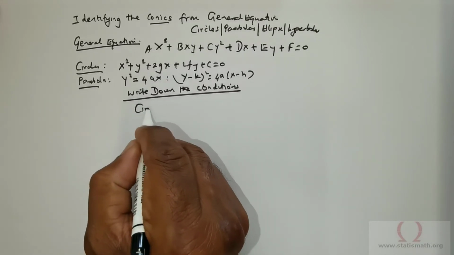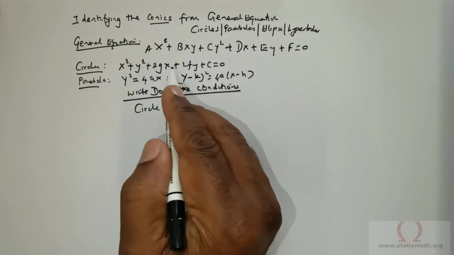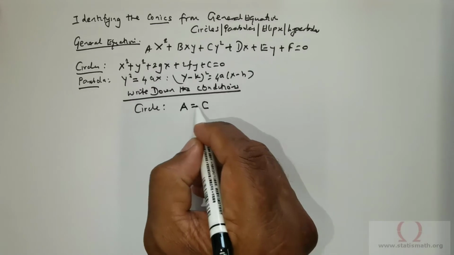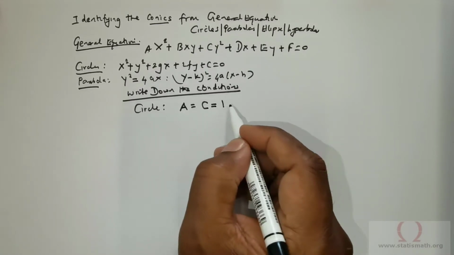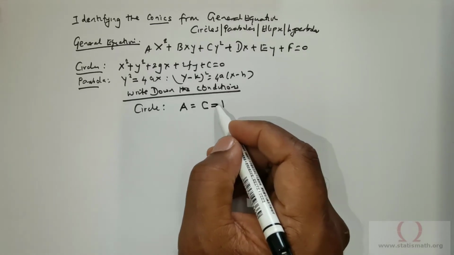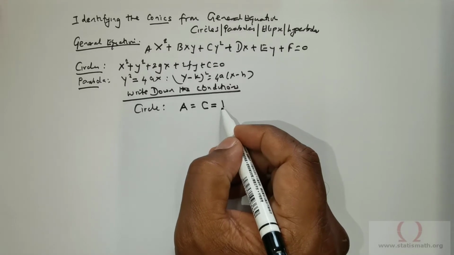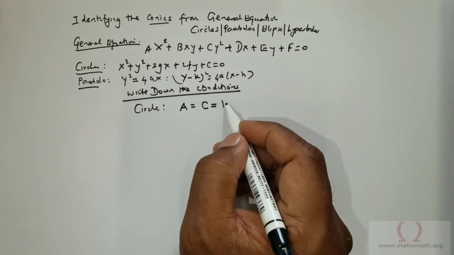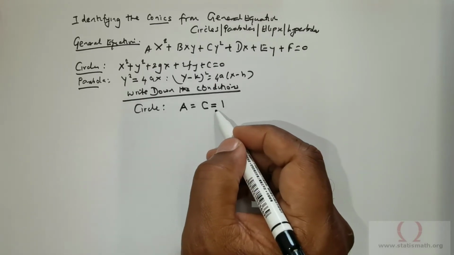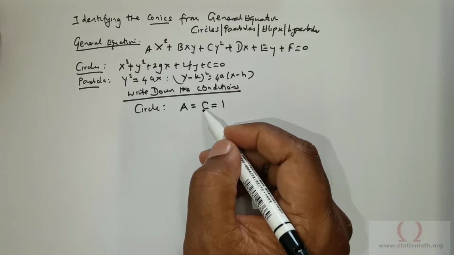So for the circle, what you have to look for is to always make sure that the coefficients of a and c are equal and that they equal 1. Now at times it is possible that the coefficients are equal but they are not equal to 1. In that case you can suitably use your judgment in converting the equation to a given circle. So make sure that you are able to understand that.